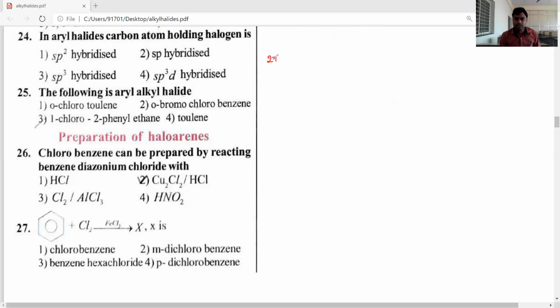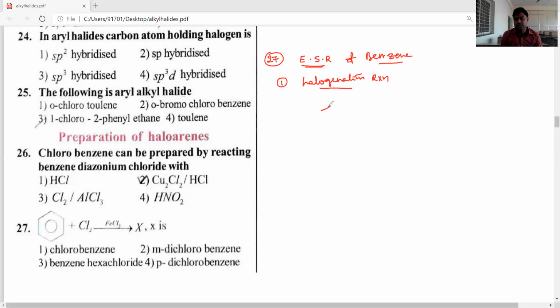27. Very easy. So benzene reacts with chlorine in the presence of FeCl3. In the presence of FeCl3, what is the product? See, this is nothing but electrophilic substitution reaction of benzene. In first piece only we studied electrophilic substitution reactions of benzene. In that one important electrophilic substitution is halogenation of benzene.